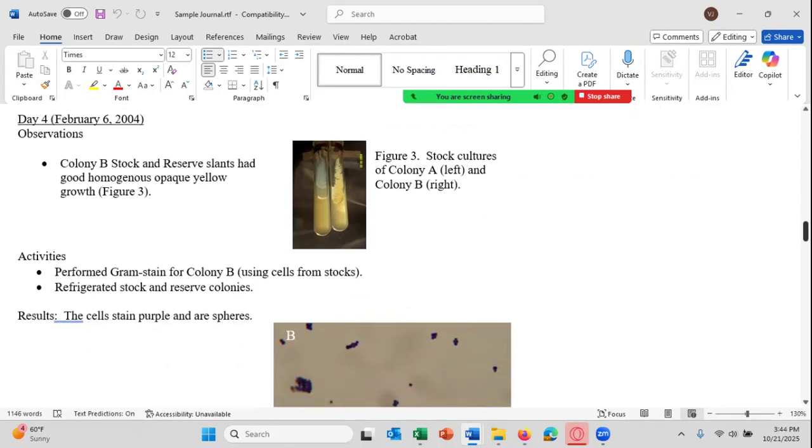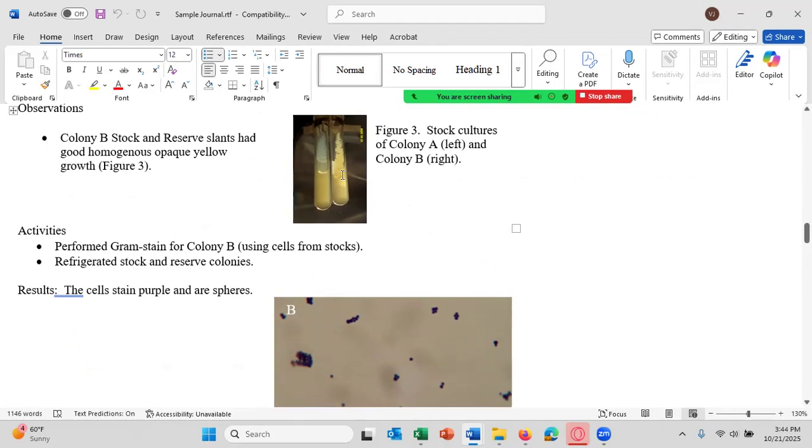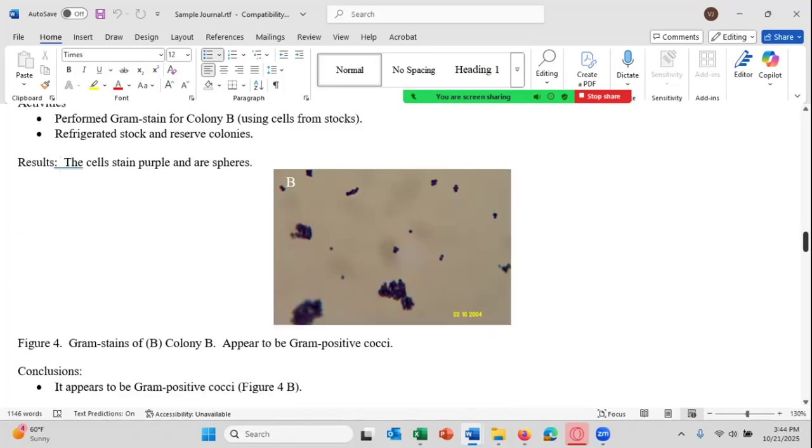And then February 6th, he made observations on the stock culture here. The activities he took from the stock culture to set up the gram stain. You're not quite going to be doing that, but you can pretend to do that. And then the results and conclusions of the gram stain are here. So the cells stain purple and they're spherical cells. That's easy to see there. And then the conclusion is it appears to be gram-positive cocci.